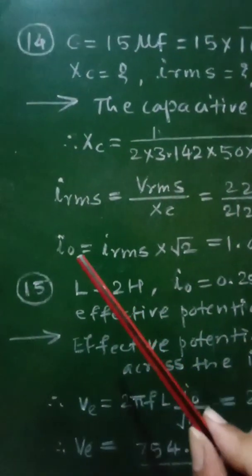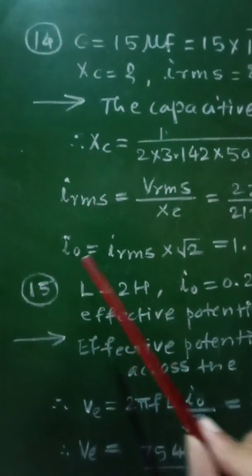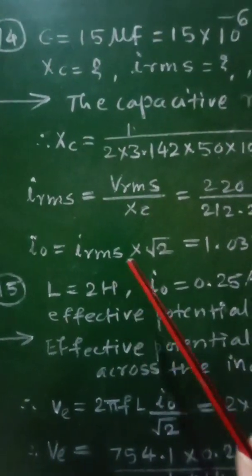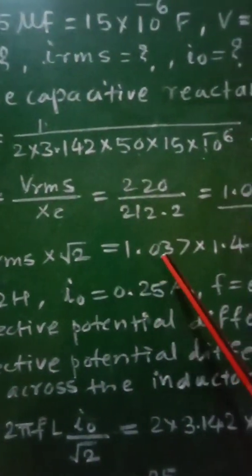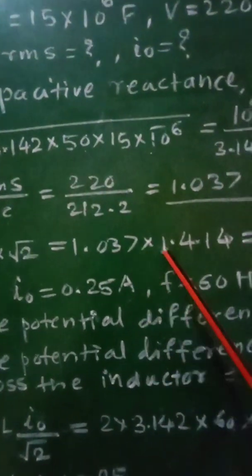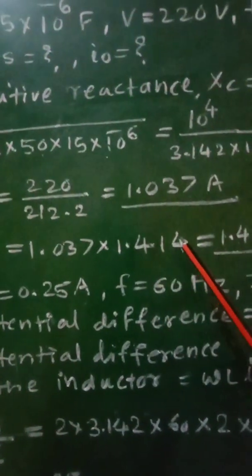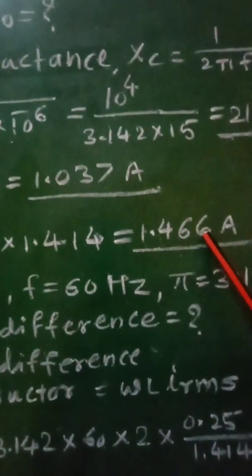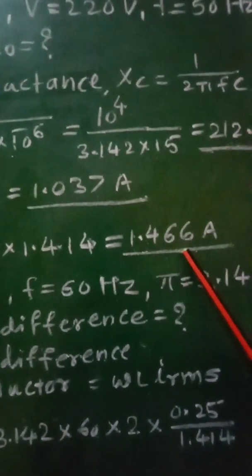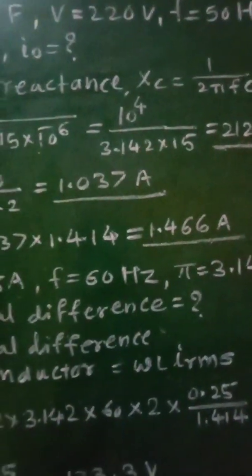Then we will find the peak value of current, that is I0, will be equal to IRMS into root 2, which comes out to be 1.037 into 1.414, and this product is 1.466 ampere. This will be the peak value of current.